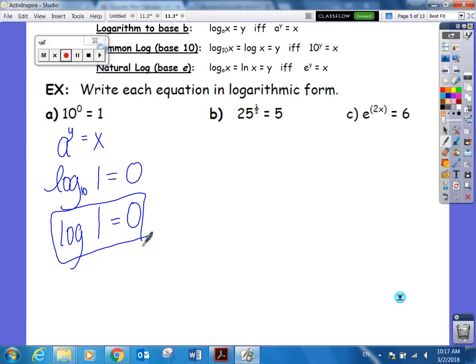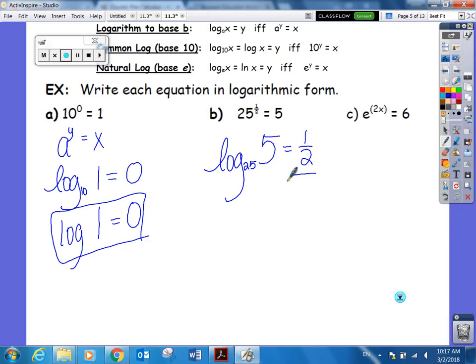Again, in your final answer, don't ever put that 10. It's not wrong, but it's not simplified. All right, here, 25 to the 1/2 equals 5. So log base 25 of 5 is equal to 1/2.